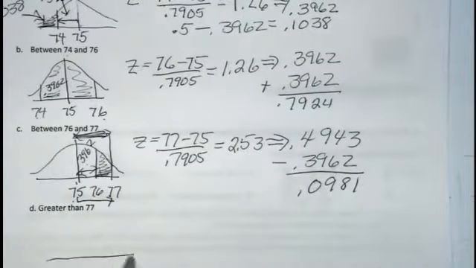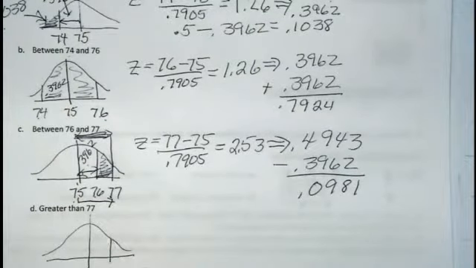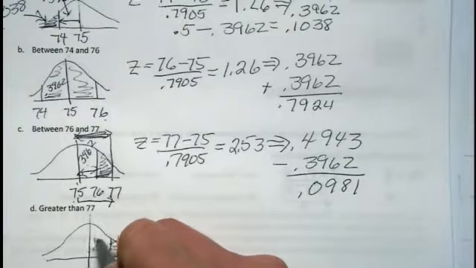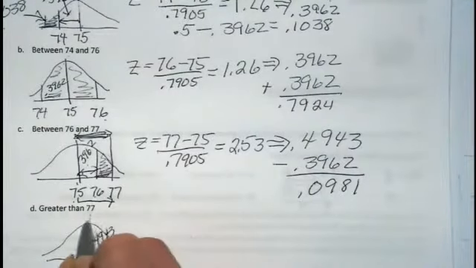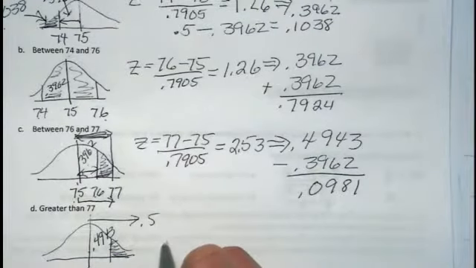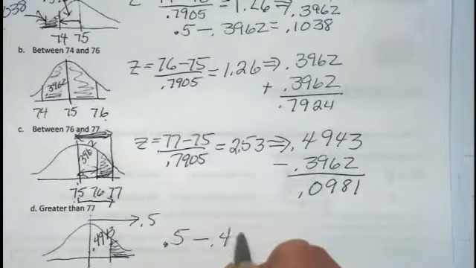D, greater than 77. That would be this area. Well, now we know between 75 and 77 again is what? 0.4943. We know half the curve is 0.5. So in order to get the tails, and I've mentioned this, whenever you want the tail as the answer, subtract it from 0.5.